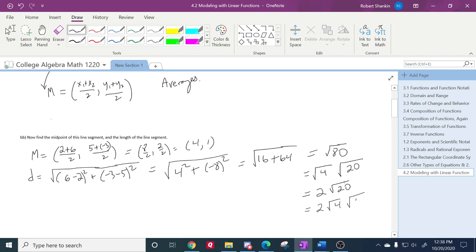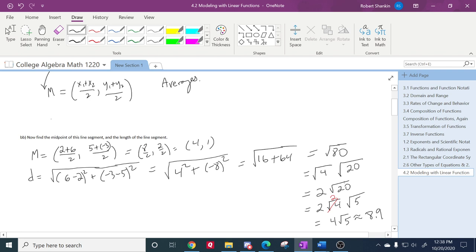80 is 16 times 5, so the square root of 16 becomes a 4. Okay, so the distance is 4 square root of 5. And if you punch this out on a calculator, let me punch it real quick. I get 8.9.